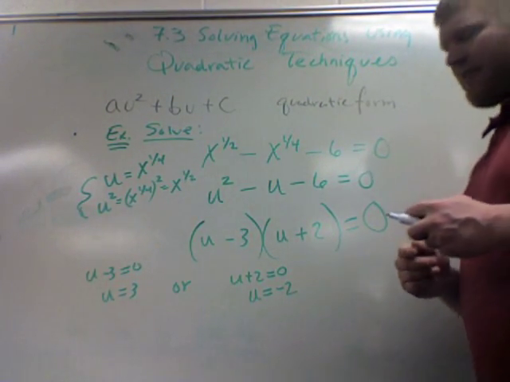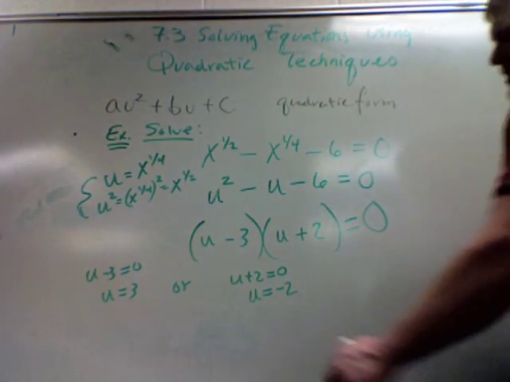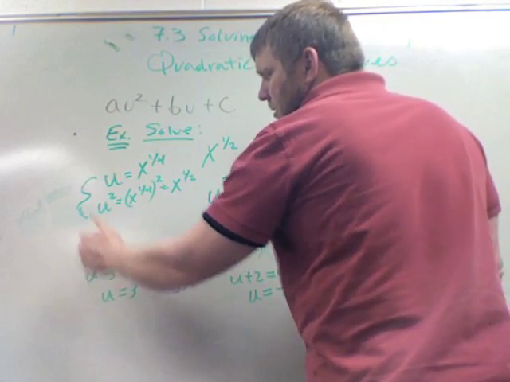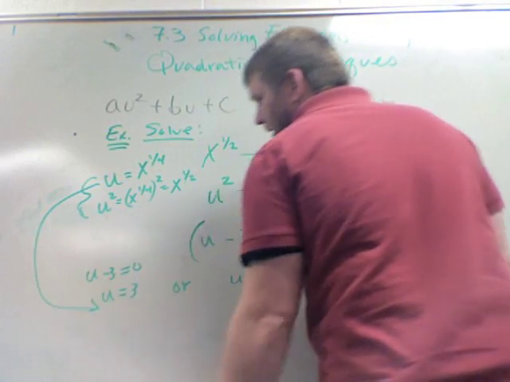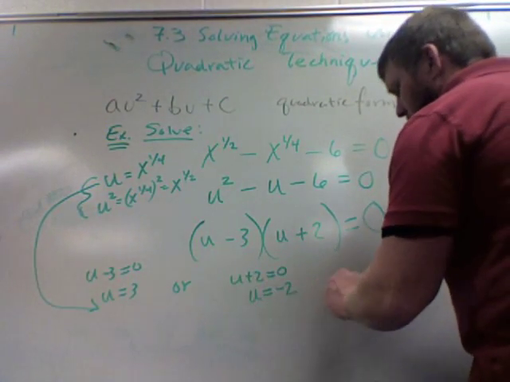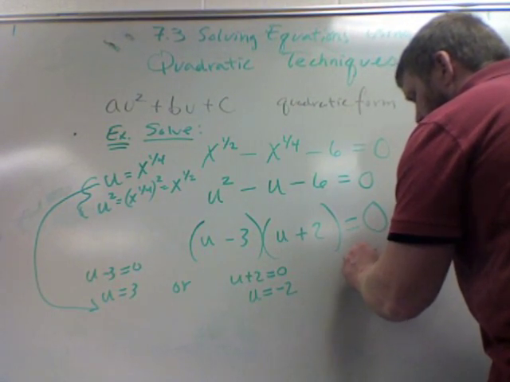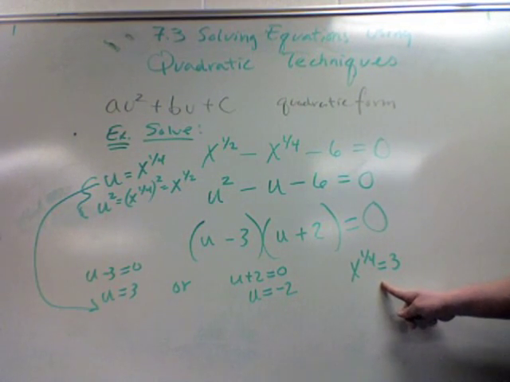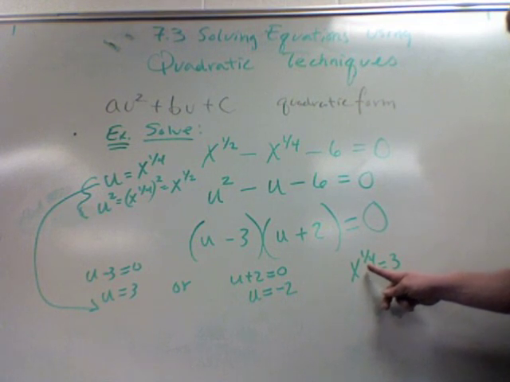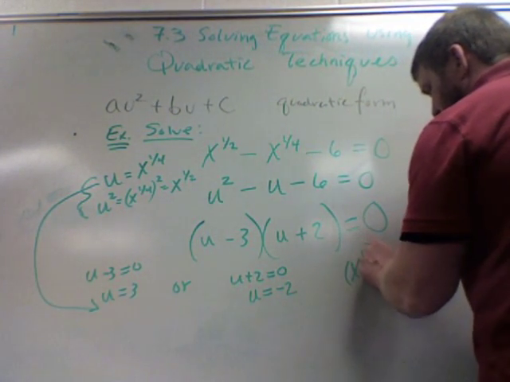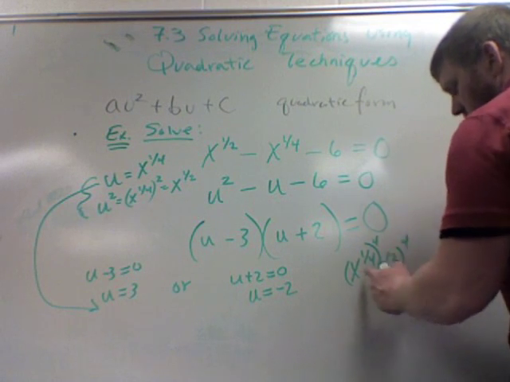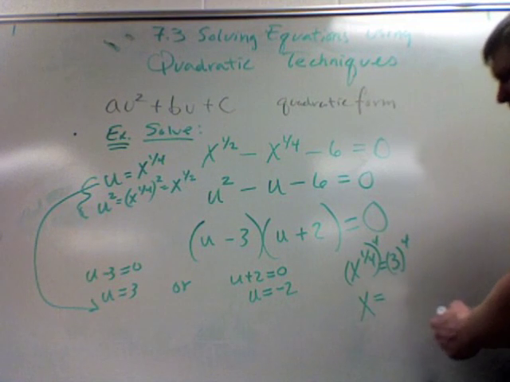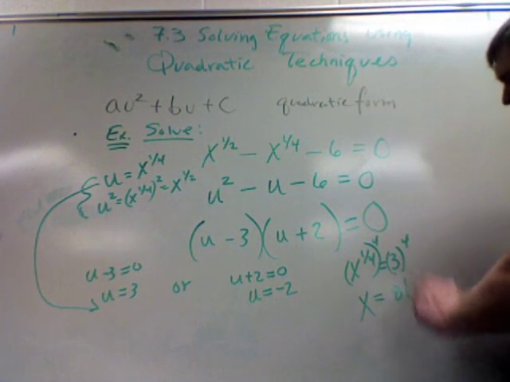We actually have a little bit more work to do, because u is not our real value. It's x that we want. So all we have to do is some substitution back in. Instead of u, it's x to the 1/4 is equal to 3, which I can solve. All I have to do is raise both sides to the power of 4. 1/4 times 4 would be x to the 1st, or just x. 3 to the 4th is 81.